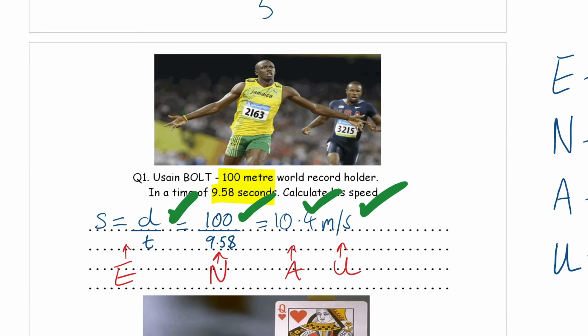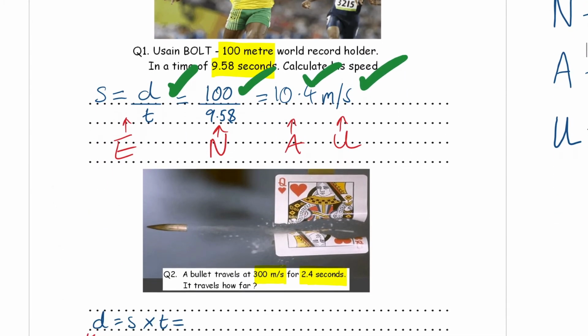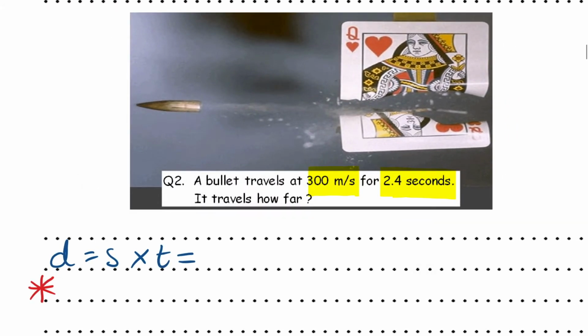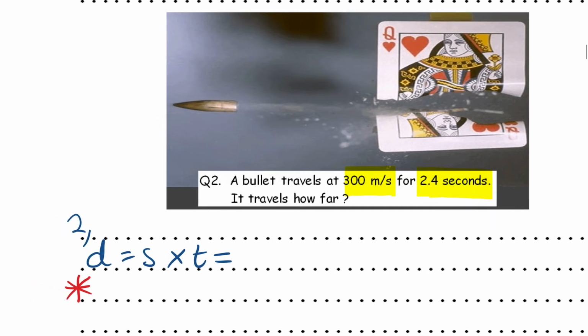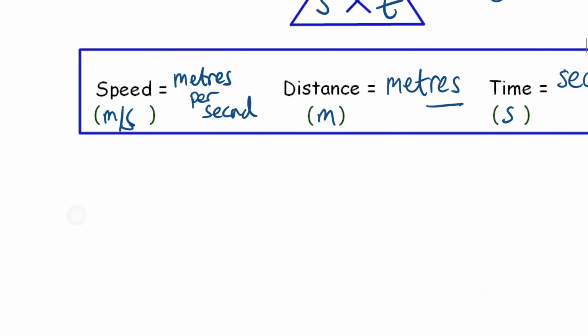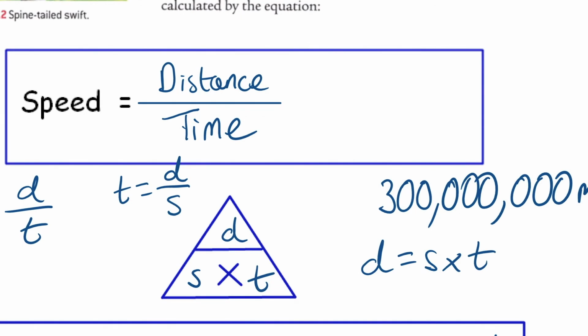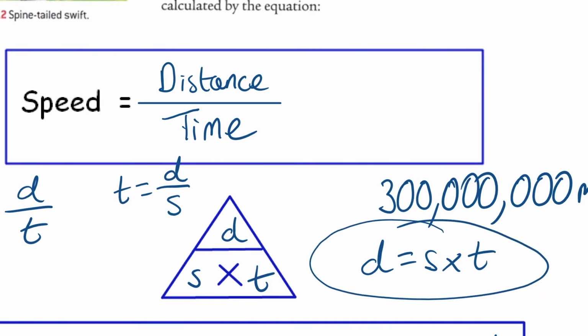Apologies for the thick green pen. Okay, let's look at question 2. This time, it asks, if a bullet travels 300 meters per second for 2.4 seconds, how far does it travel? You've got to calculate the distance. The first thing you do is write down the correct equation. You can check up above for the right equation for distance. Okay, correct equation for distance is here.